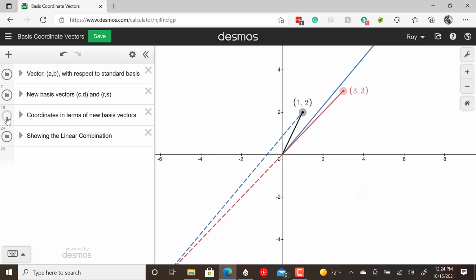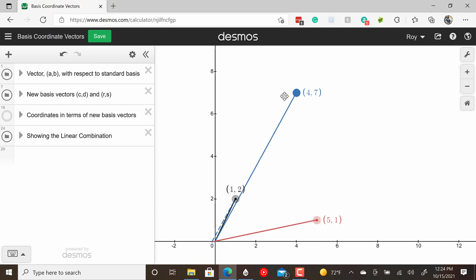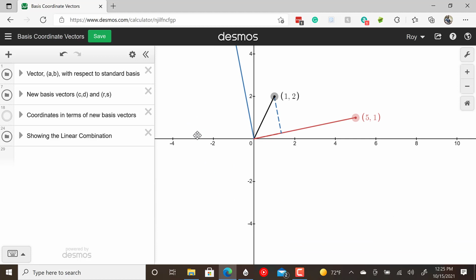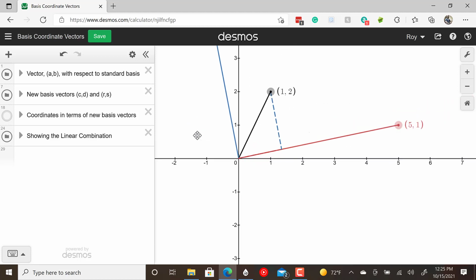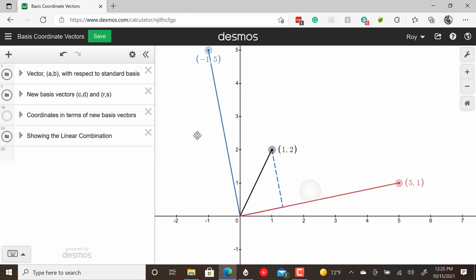But now you can play around with these all day long. You actually don't have to type in values. If you want to change your coordinates, let's say your B1 basis vector is 5, 1, and your B2 basis vector, let's just move it over here to -1, 5. Let's do that. Well, how do you drive to the point 1, 2? Well, you go over a very small amount in the B1 direction and go up in the B2 direction.